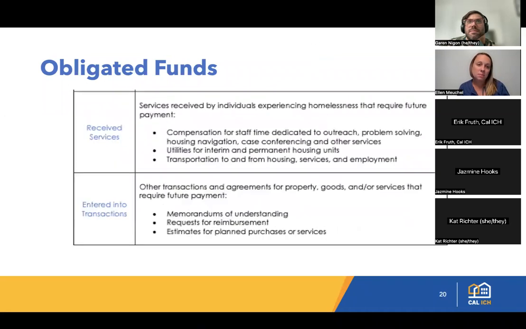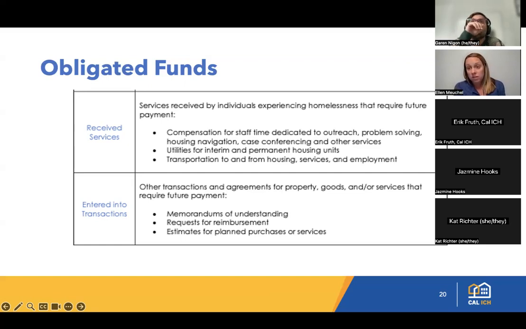Moving forward to the next box. Again, I'm not reading through these because you will receive this handout following the conversation, but I just wanted to provide some examples of what it is specifically that we're talking about. These are received services, so services that are received by individuals experiencing homelessness that require future payment. And then this last caveat is how we have worked through a lot of those hard to classify costs. We have this clause that they entered into similar transactions.